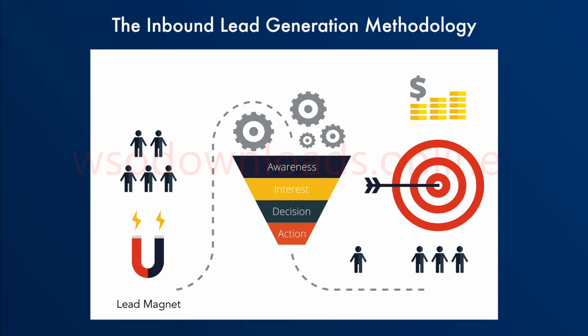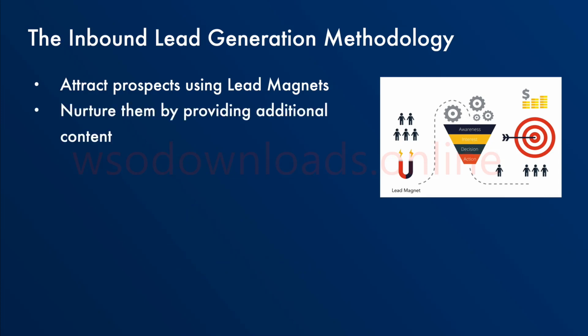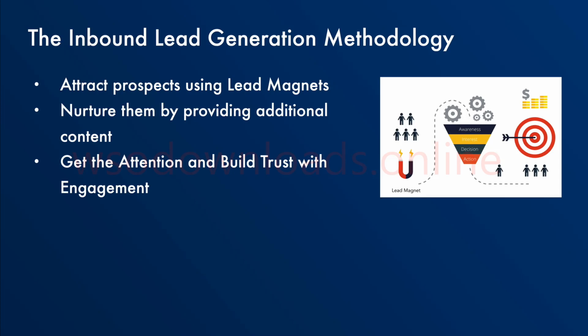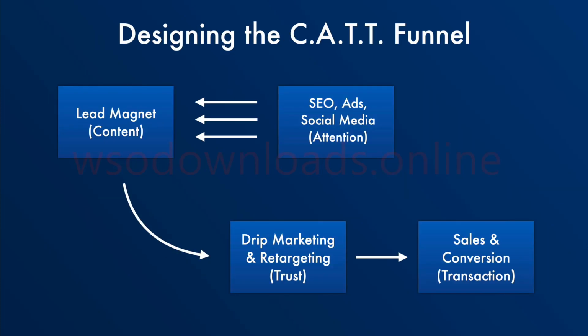But considering that we are talking about inbound marketing, we are going to move into the CATT funnel. So you are going to attract prospects using lead magnets, nurture them by providing additional content, get the attention and build trust with engagement, and then when enough trust is built, get them to transact with you. So CATT: content, attention, trust, transaction. And this is how the entire thing looks. You have the lead magnet, which is the content, which is something that you develop first, because without the lead magnet, nobody is going to get attracted to you in the first place.